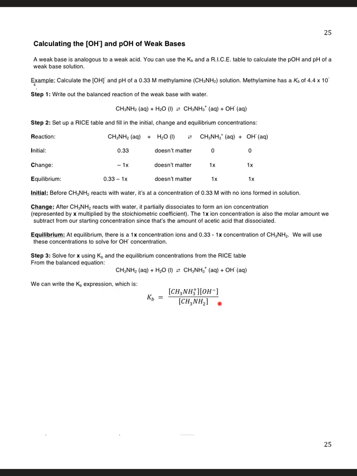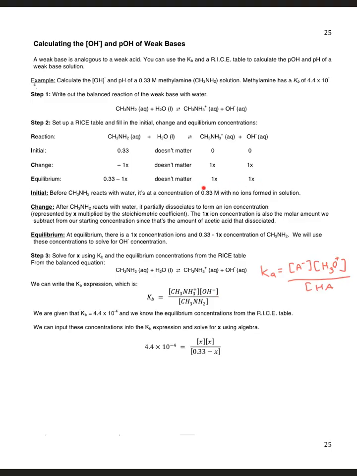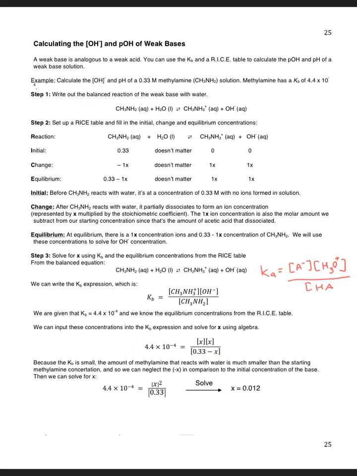Next, you will need to set up the Kb expression. Again, the difference between Ka and Kb is that Ka belongs to an acid, so you will see hydronium ions in the expression. However, Kb is for the base, so you will need to see hydroxide ions in the equation. Next, plug the concentrations at equilibrium into this Kb expression, then use the approximation to simplify the calculation and solve for x. The x value is the concentration of hydroxide ion at equilibrium.